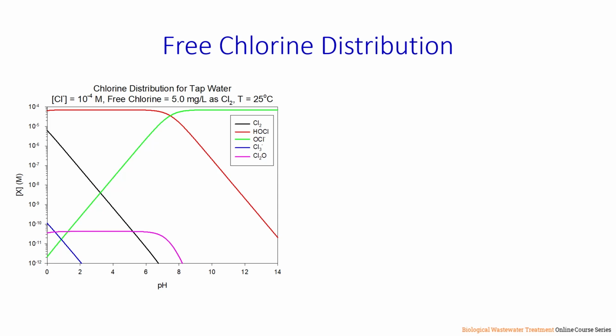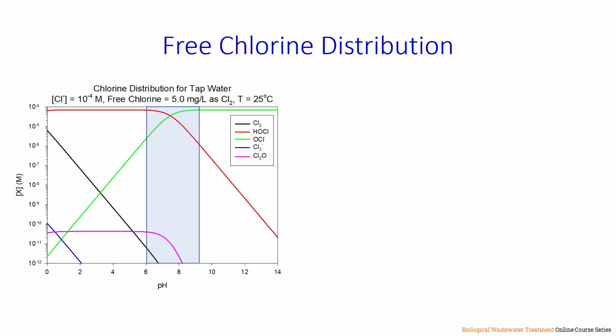If we consider the range of pHs that's normal for most wastewater treatment applications, typically somewhere between 6 and 9, what we see here is that the residual chlorine, free chlorine in this case, is dominated by HOCl and OCl-. The other three forms of residual free chlorine are present at trace concentrations, orders of magnitude lower concentrations on a molar basis than either HOCl or OCl-.